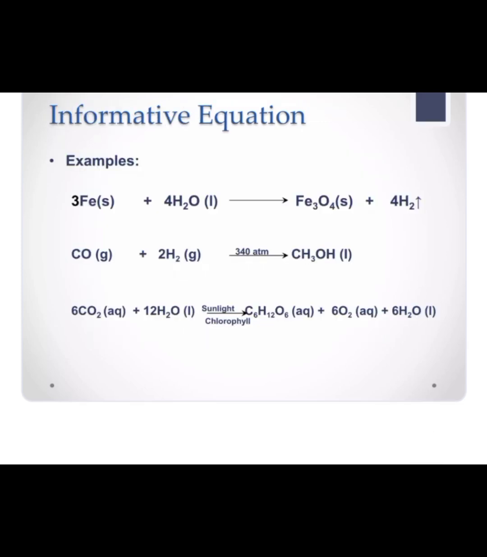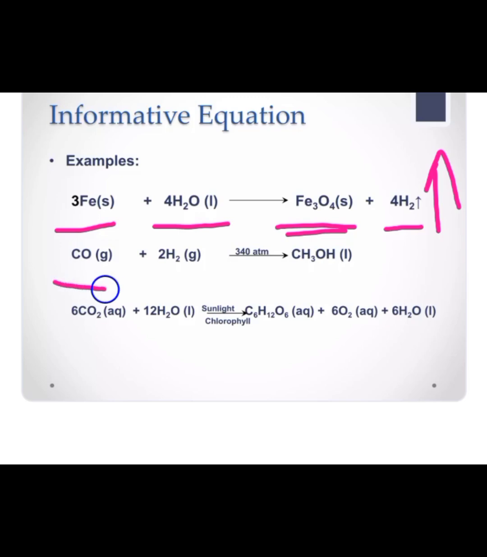We have the following examples along with their physical states. Now iron is present in the form of solid, water in the form of liquid, iron oxide is in the form of solid, and H2 is in the form of gas, that is represented by the arrow. This gas is escaping out from the container.